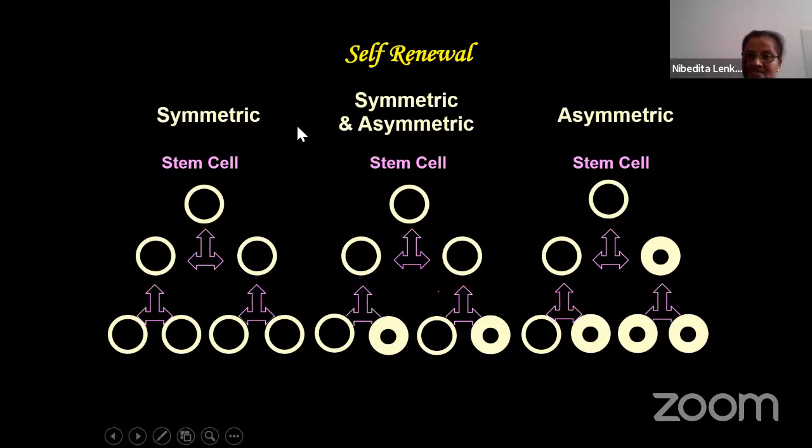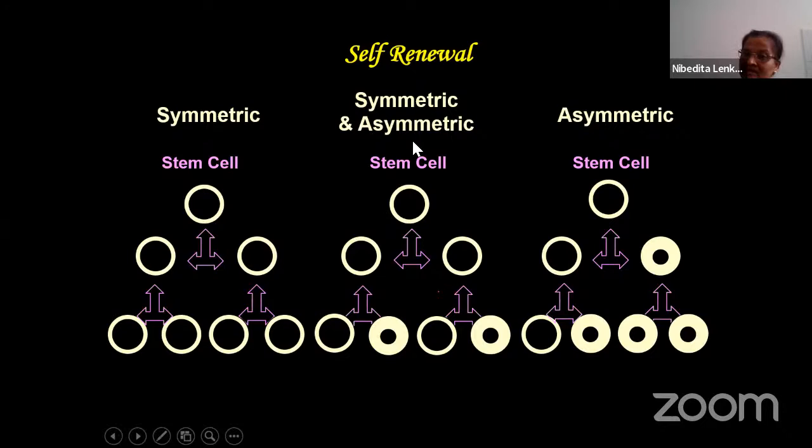So indefinite cell renewal, which is seen in embryonic stem cells or pluripotent stem cells, is basically through symmetry. The stem cell gives rise to two stem cells, and again each stem cell gives rise to two. During early development, this is the process which is happening. And symmetric plus asymmetric division also happens in embryonic stem cells.